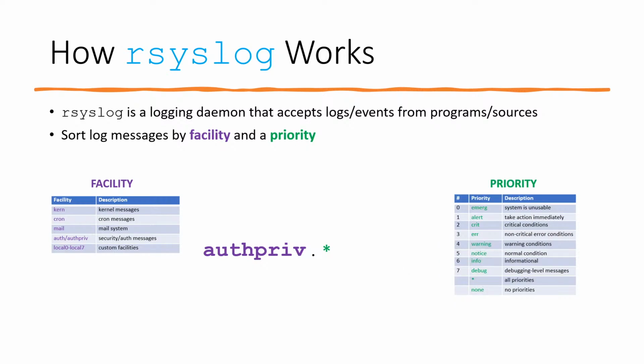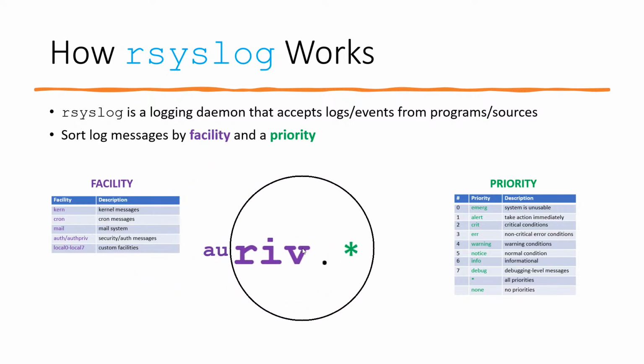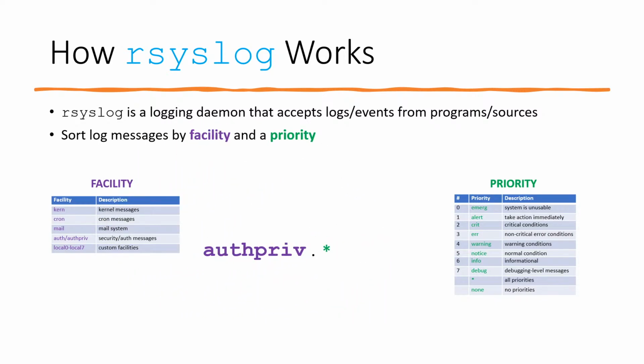So what this actually means is, if we go authpriv.star and we send a log to this, syslog will say that when you say authpriv.star, it means I'm going to accept any logs from authpriv, which is private security logs, of any priority, and I'm going to do something with it.